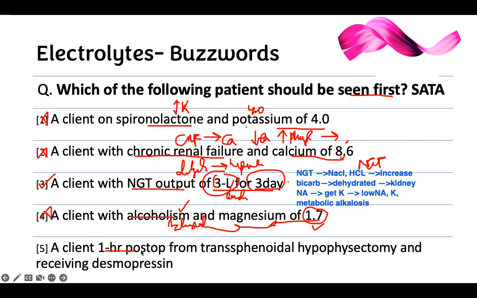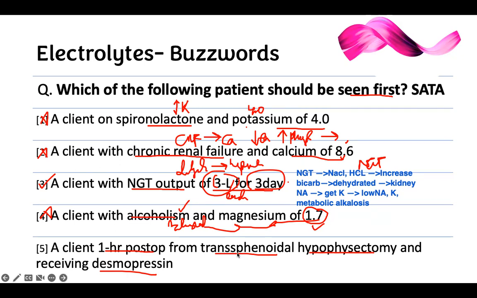A client 1 hour post-op from transsphenoidal hypophysectomy and receiving desmopressin. A bunch of words. Take ownership of the question and rewrite the answer choice. What does it tell you? The patient had surgery 1 hour ago. What is transsphenoidal hypophysectomy? Trans means going through something, sphenoidal means your nose. So going through your nose, hypophysectomy is removing the pituitary. So they went through your nose, got to your pituitary, and removed it.